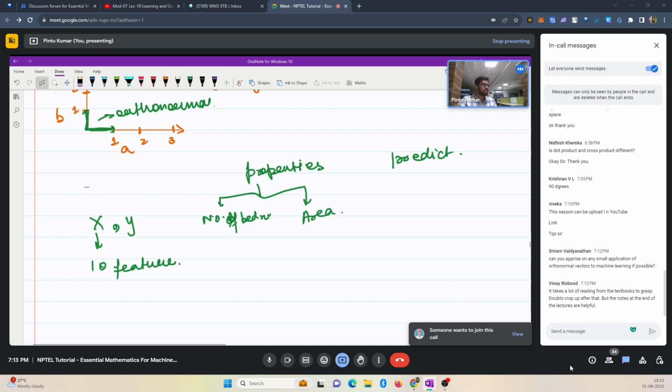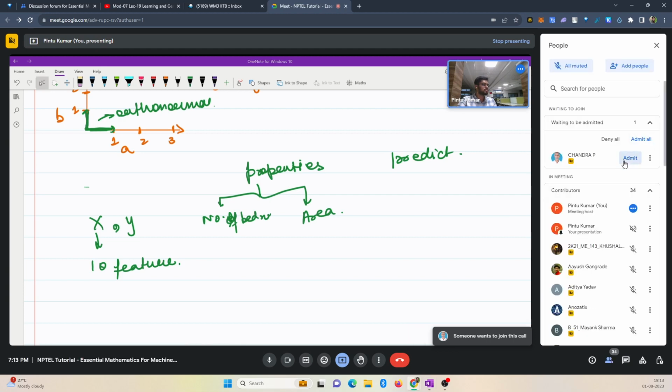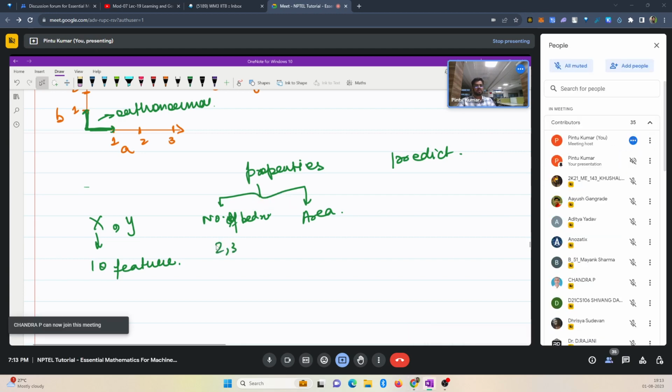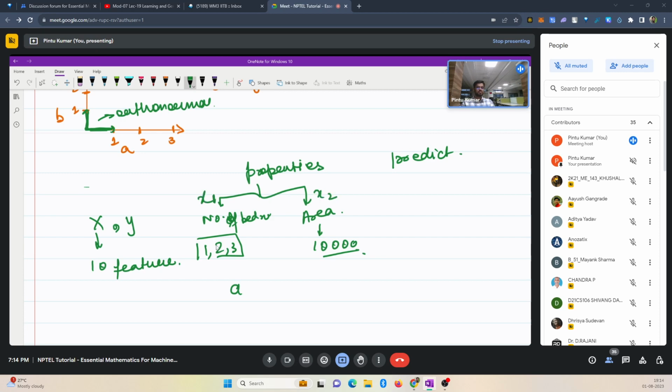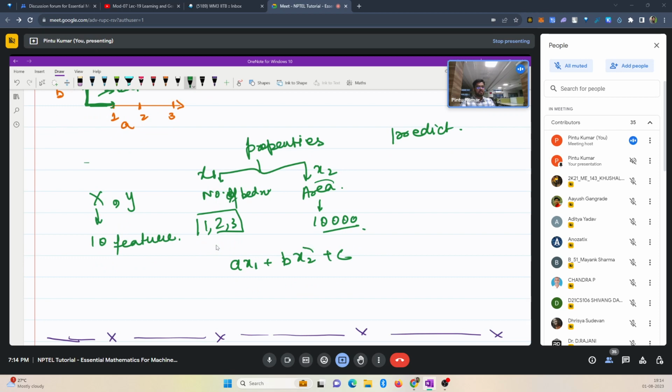Now if you look at a general house, the number of bedrooms would be in the range of, let's say, 1, 2, 3. And if you look at the area, it would be in thousands. Now if we want to learn a linear classifier of the form a plus b x1 plus c x2, where this is x1 and this is x2, then the area will influence the parameters a and b.